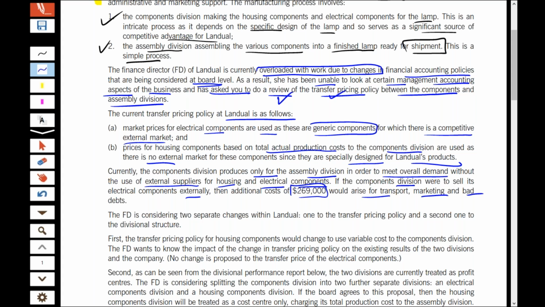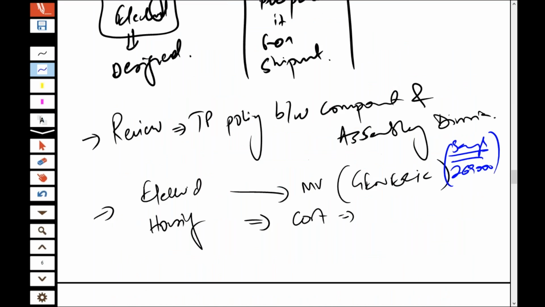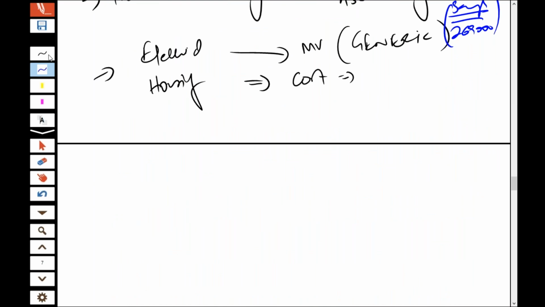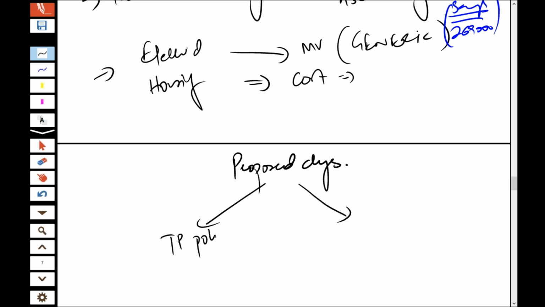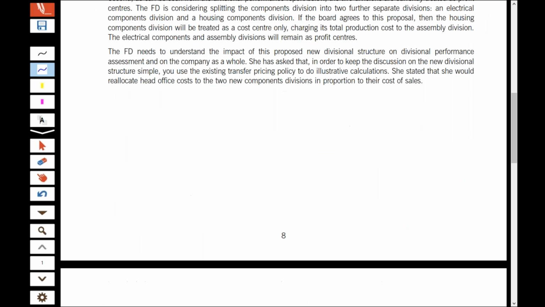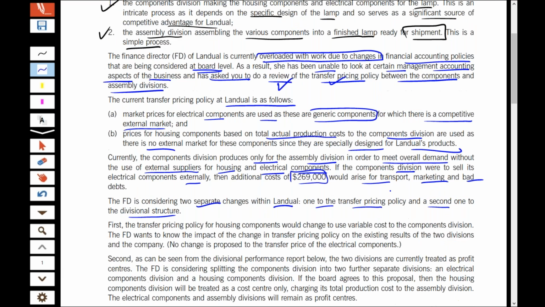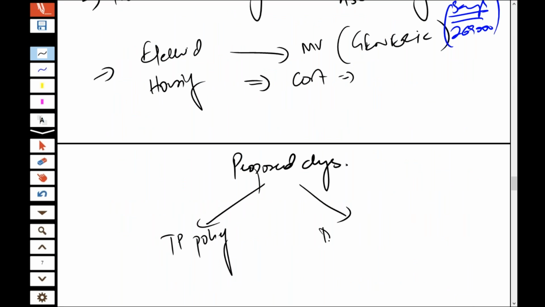What else is there? It says the FD is considering two separate changes within Landwell. One to the transfer pricing policy and a second one to the divisional structure. So what they are doing is there are proposed changes. One of them is for the transfer pricing policy, and the other one is for the divisional structure.